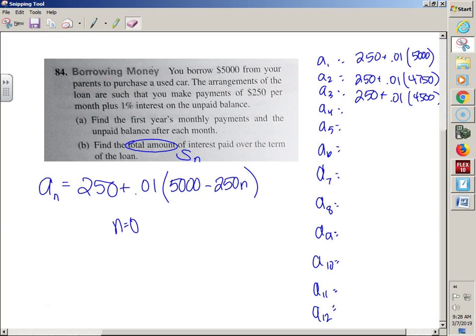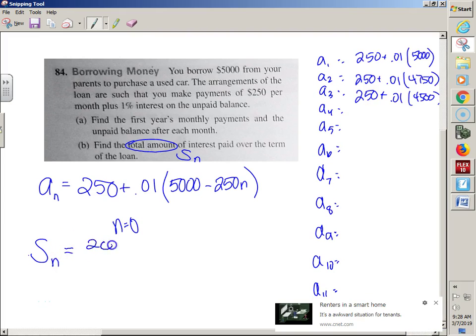Okay, so Kyle's trying to plug in 20 over 2. But here's the problem. If we're trying to find the sum, and we are trying to add everything together, S sub n, it is going to be 20 over 2. N over 2. What are we using as our first and last term?